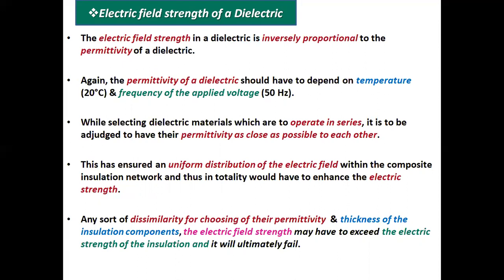While selecting dielectric materials which are to operate in series, their permittivity should be adjusted to be as close as possible to each other. This ensures a uniform distribution of the electric field within the composite insulation network, and thus in totality enhances the electric strength. With any sort of dissimilarity in the choice of their permittivity and thickness of the insulation components, the electric field strength may exceed the electric strength of the insulation, and it will ultimately fail.